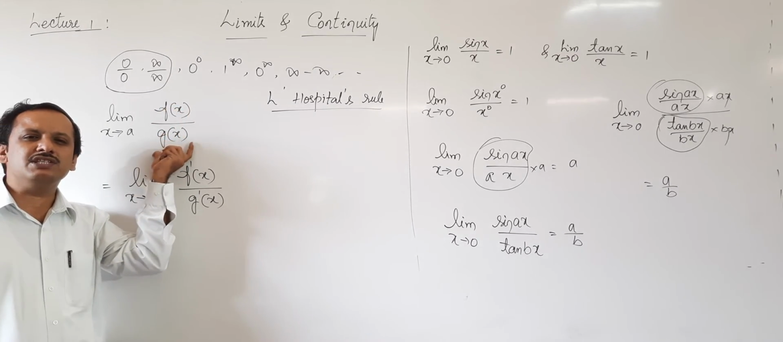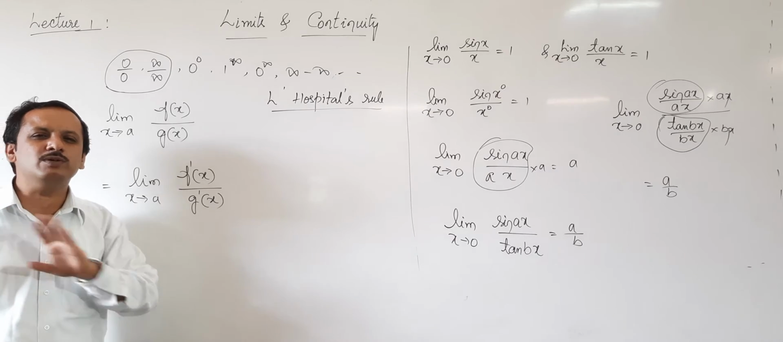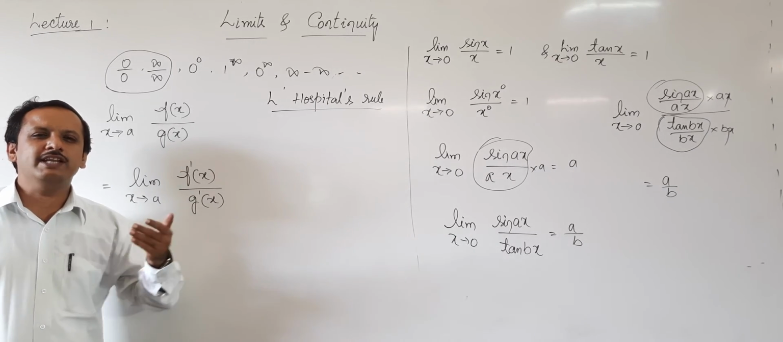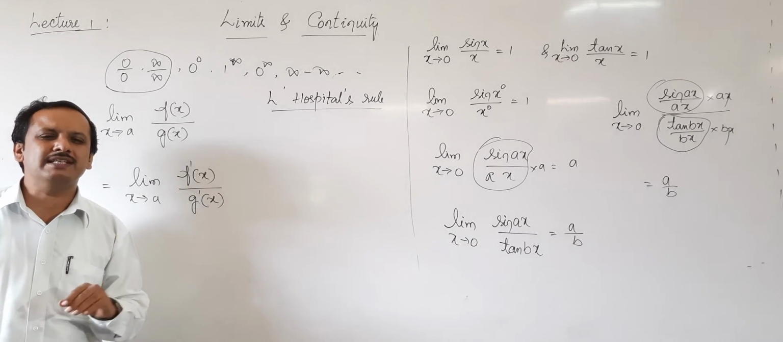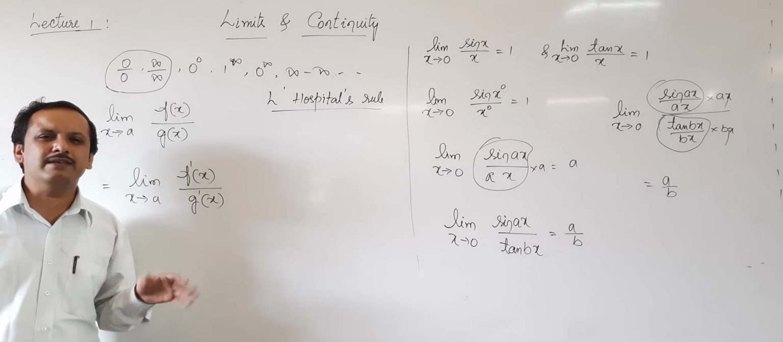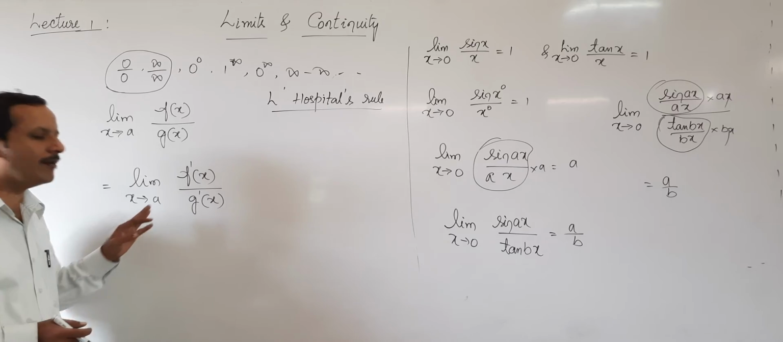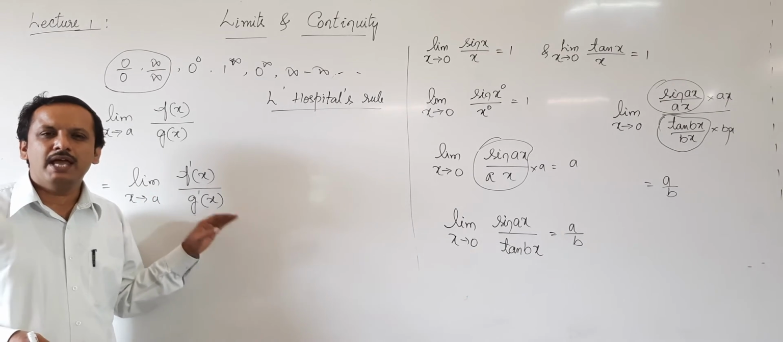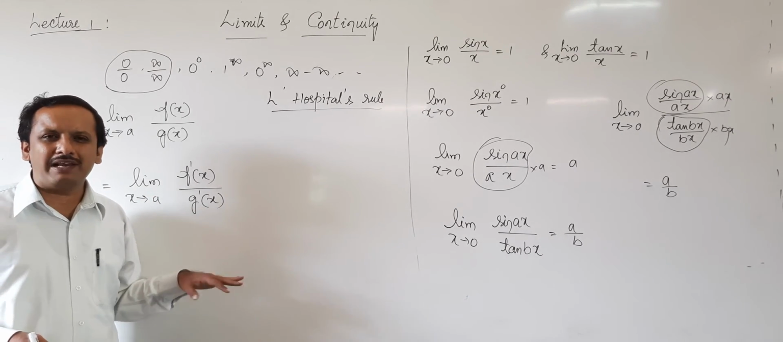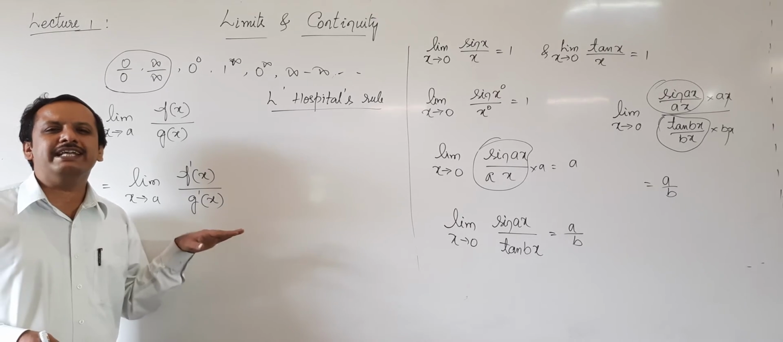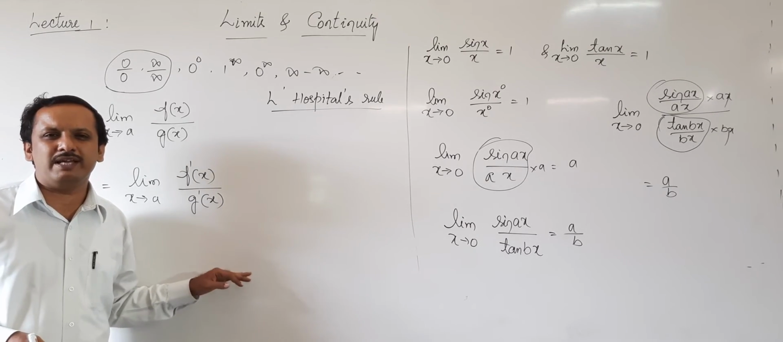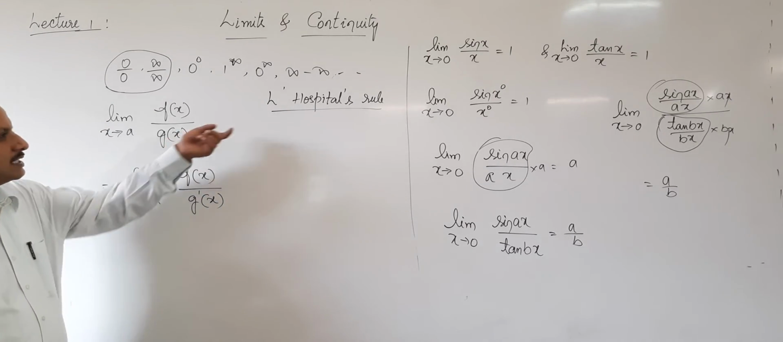this and differentiate this separately, not by using the quotient rule. You treat the numerator as a different function and the denominator as a different function. Differentiate them separately, so f dash of x by g dash of x. Now you apply the limit. You will get the answer. If you get the answer, well and good. Even now, if you are getting 0 by 0 or infinity by infinity, then use this formula again.